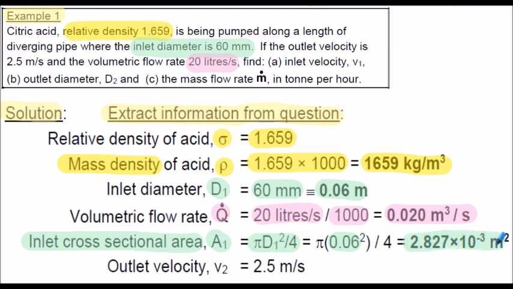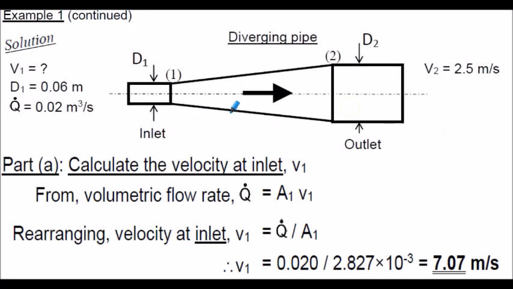3 meters squared. We're also given the outlet velocity of 2.5 meters per second, so I've labelled that as V2 here, 2.5 meters per second. So there's the information extracted from the question. So example 1, solution continued.